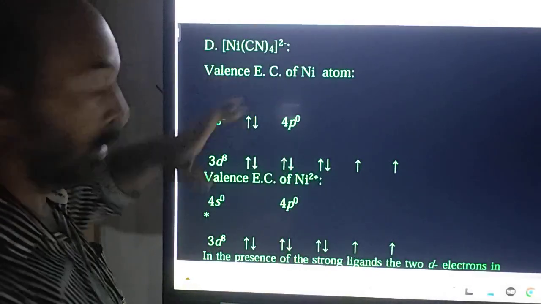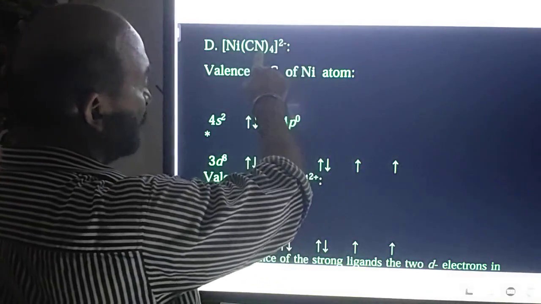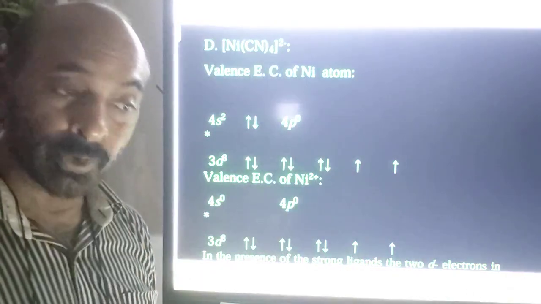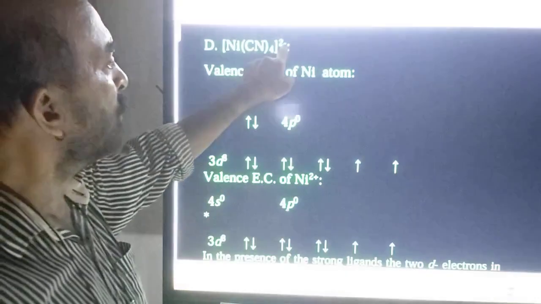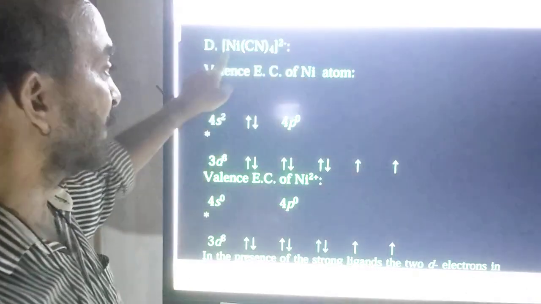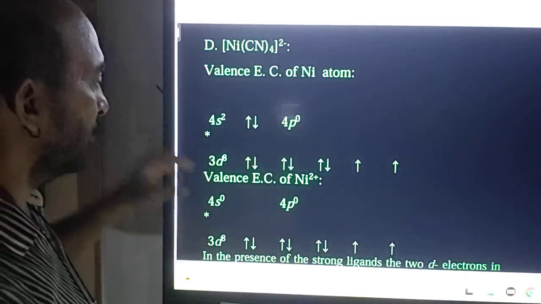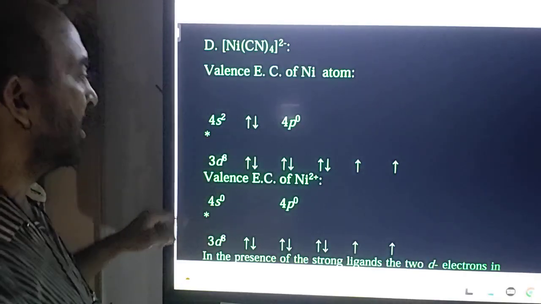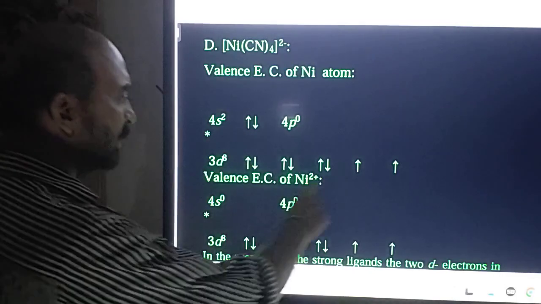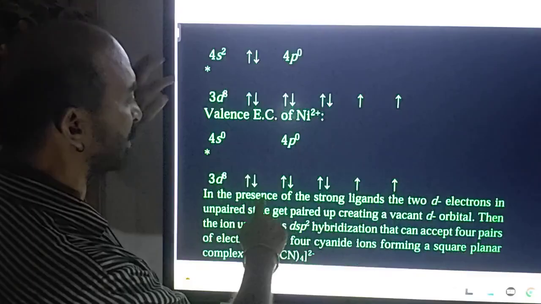One thing I forgot. In Ni(CN)4 2 minus, cyanide has a total of 4 minus charges, but only 2 minus charges remain in the complex ion as a whole. That means nickel has a +2 charge. Nickel having +2 charge means that before forming this complex, nickel ionizes, releasing these 2 electrons. So the valence electronic configuration of Ni2 plus is 4s0, nothing remaining, and 3d8.